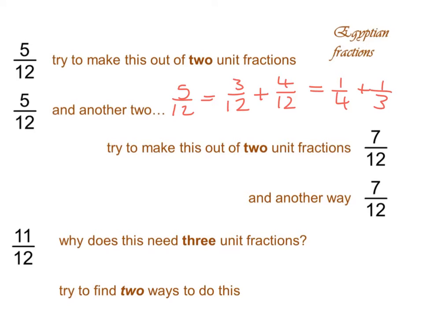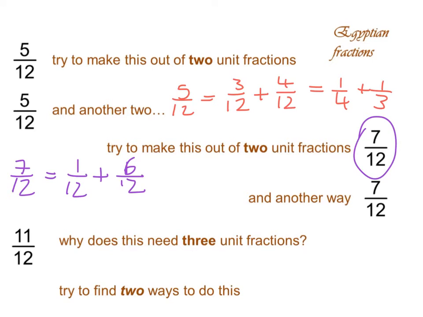Okay. Now let's do unit fractions from 7/12. So that's this one here. So 7/12. I'm going to start with 1/12 and 6/12, and I can cancel down that 6/12, so it's 1/12 plus 1/2. So I hope you've got the idea behind this.